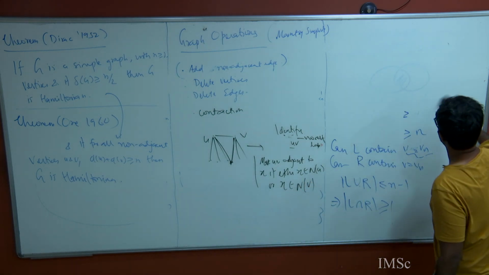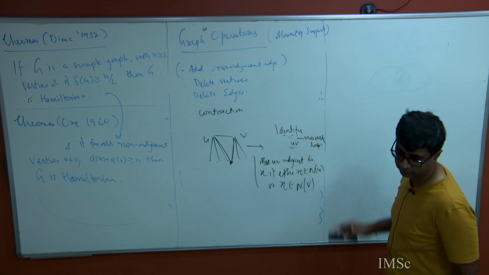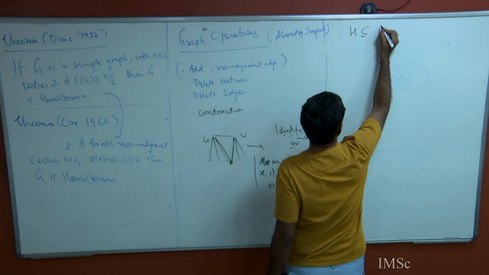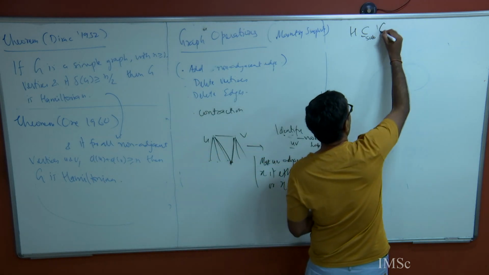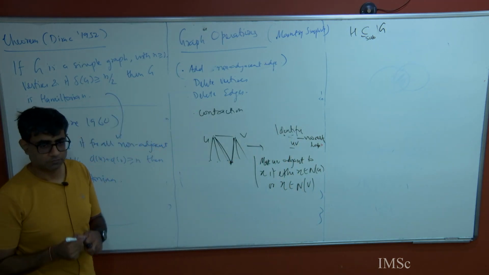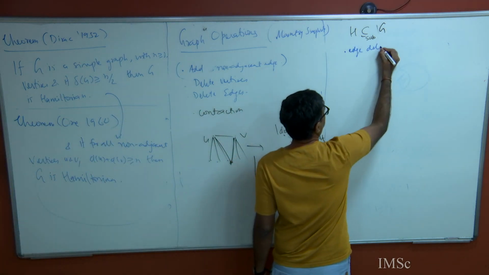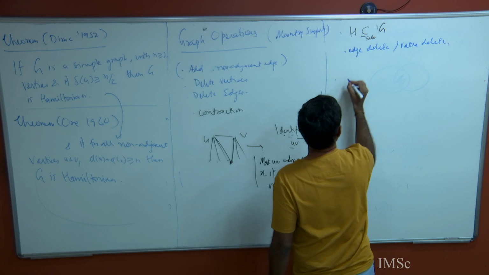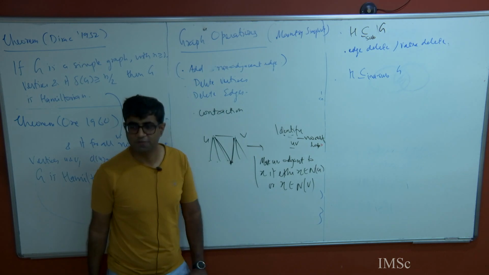So, what is a subgraph? Suppose I say H is a subgraph of G. What operations do I need to apply to get H? Both, right? Edge deletion and vertex deletion. If H is an induced subgraph of G, what do I need? Just vertex deletion is enough.